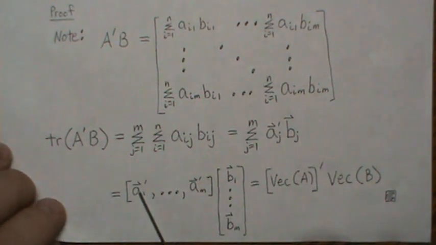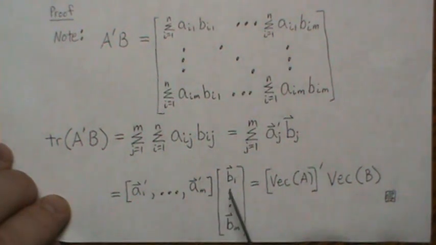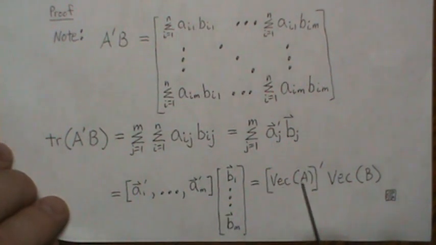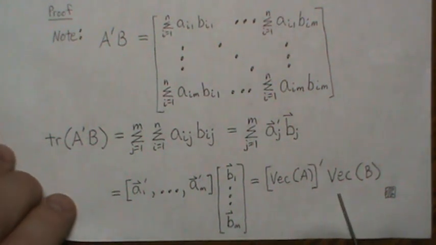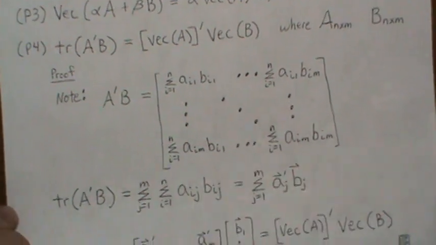Remember how I said sometimes you write it in row form, and that's what this is. So this is a column. If it were this way, it would just be the Vec of A, but we transposed it. And then this is the Vec of B. Well, that's what we wanted to show, that this trace is equal to this vector multiplication.